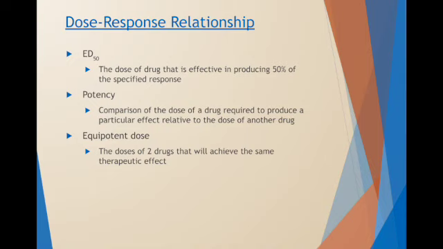The ED50 is the dose of the drug that is effective in producing 50% of the specified response. Potency is the comparison of the drug dose required to produce a particular effect relative to the dose of another drug. For example, a high potency steroid versus a low potency steroid. You'll need less of a high potency steroid to create the same response.